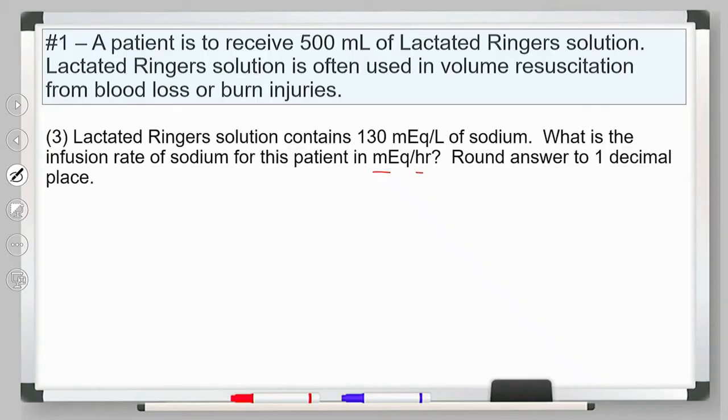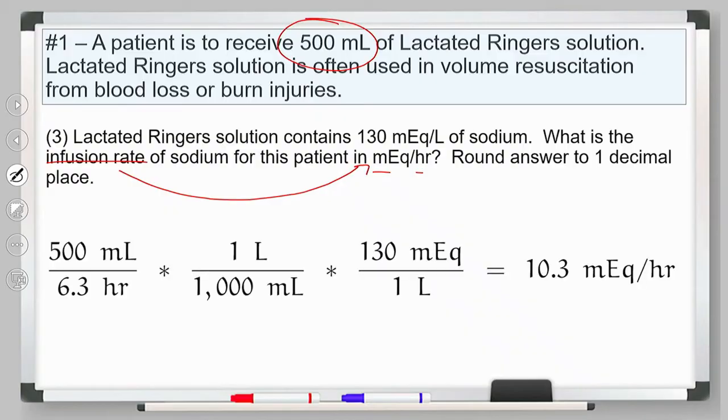So this was the hardest part of this question: where do I start? We want an infusion rate in these units. I would argue we don't know that, but we do know an infusion rate in other units, because I'm going to be infusing how much? 500 milliliters. What was the answer to my previous question? 500 milliliters has to last how long? 6.3 hours. So that's where I'm starting from. I'm going to start from the fact that I have 500 milliliters infused over 6.3 hours.